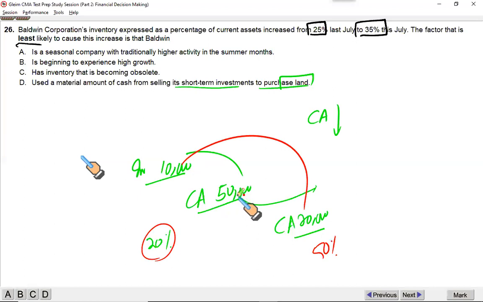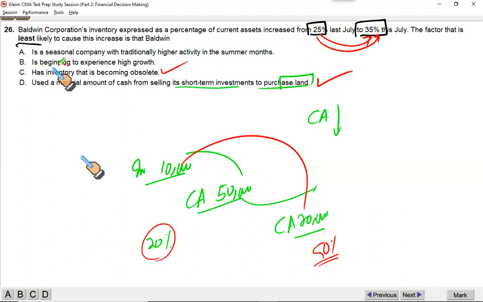It's a very fine point. If you have utilized your current assets to purchase land, your current assets will fall in total and your inventory will be now a bigger percentage of it. So this is one of the valid explanations: you used your short-term investments, your current assets have fallen, and inventory now is a larger percentage of your total current assets. That is a valid option. C, the company has inventory that is becoming obsolete. Your inventory levels are swelling. You have not written off your inventory. So that is why your inventory is now at a higher percentage level. This is a valid justification also.